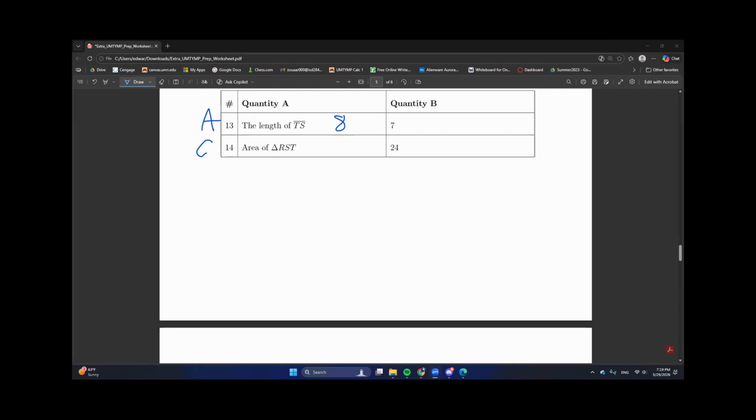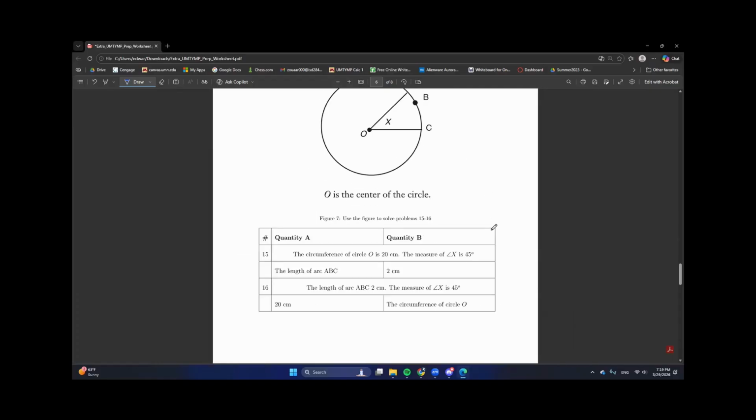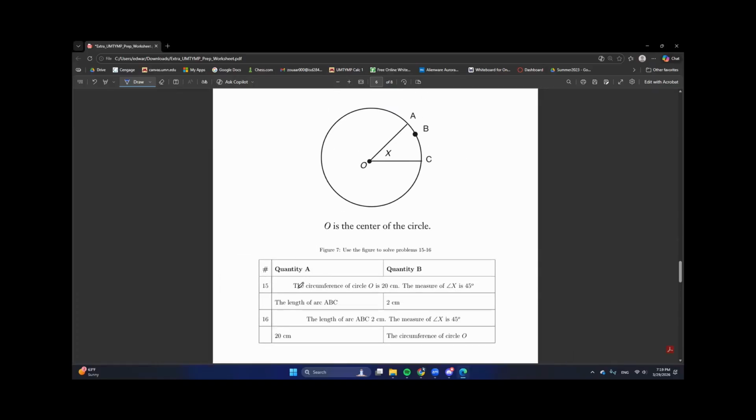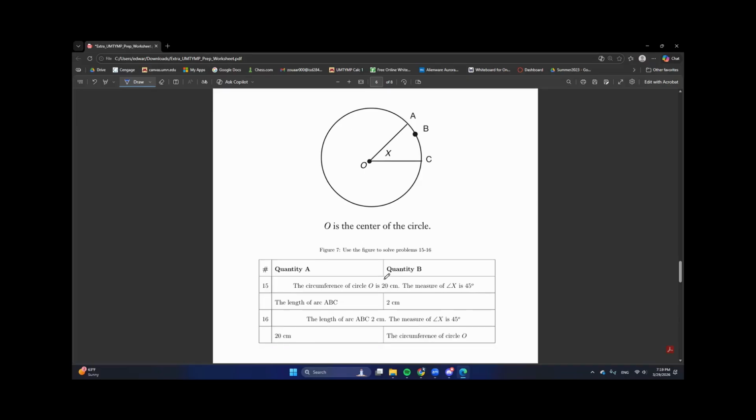All right, so let's go back here. So now we want to find the length of arc ABC. So this one is a little trickier. So in this figure, all we're given is that this is a circle and O is the center. We're not given any lengths. They give us the lengths in the problem specifically.